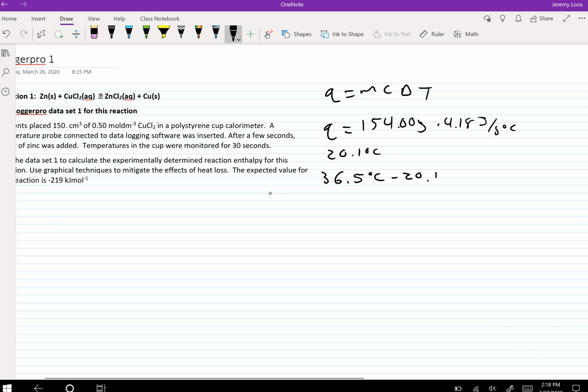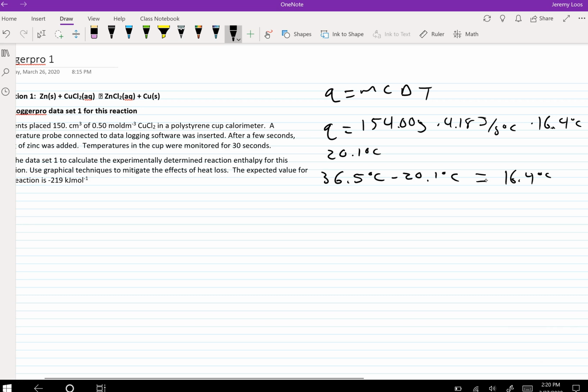And again, I'm rounding that to 1 digit past the decimal because of the uncertainty of the measuring device that we used. So we're looking at a delta T there of about 16.4 degrees Celsius. So we'll pop that in there. And then just make this calculation, 154 times 4.18 times 16.4.